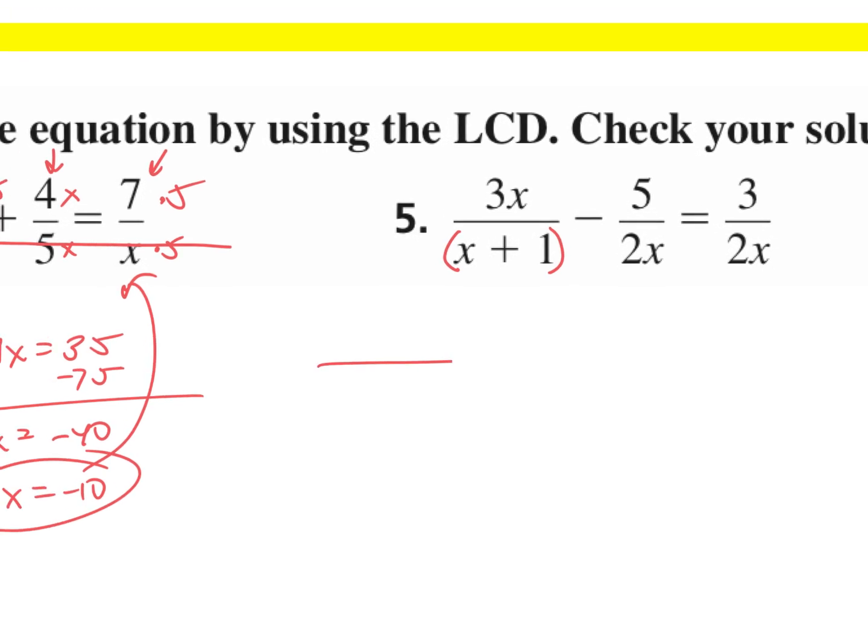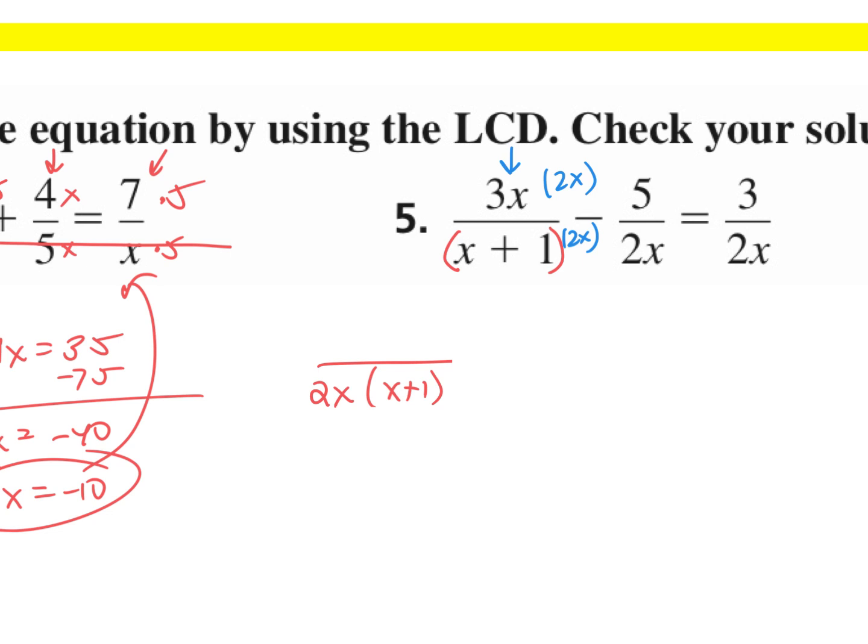What are the different pieces of the denominators that you see? I see a 2x and a what? X plus 1. Perfect. So let's look at each fraction independently. This first fraction has the x plus 1. It's missing what? The 2x. So multiply the bottom and the top by 2x.